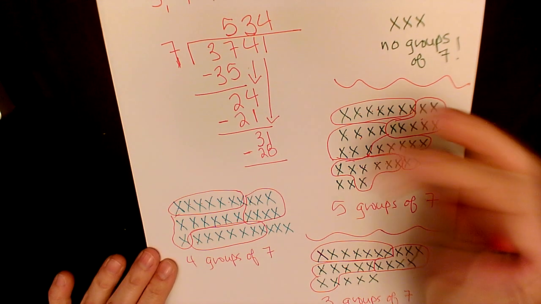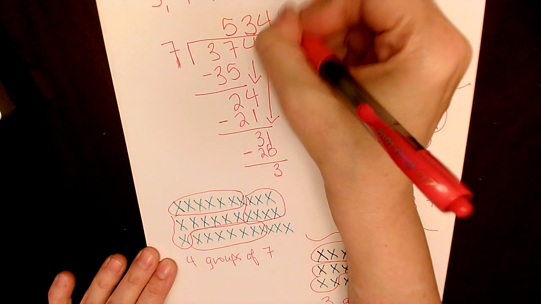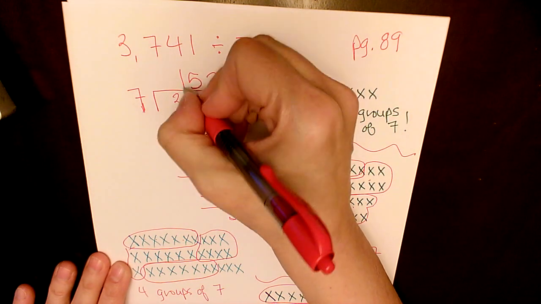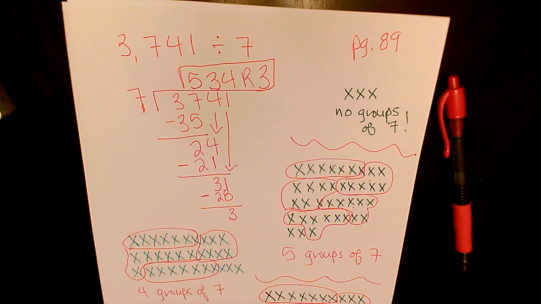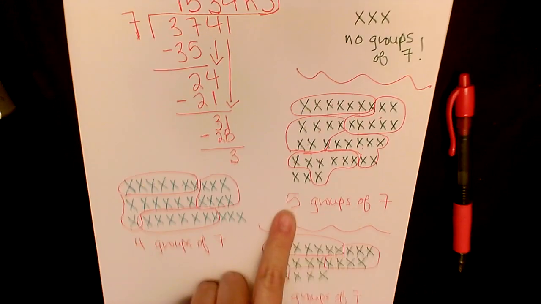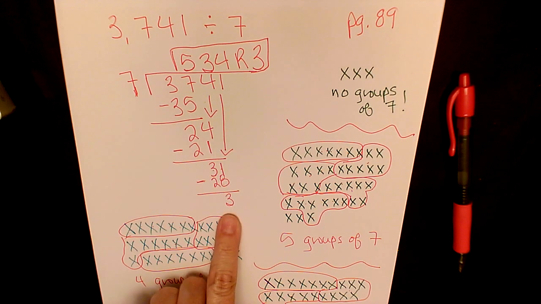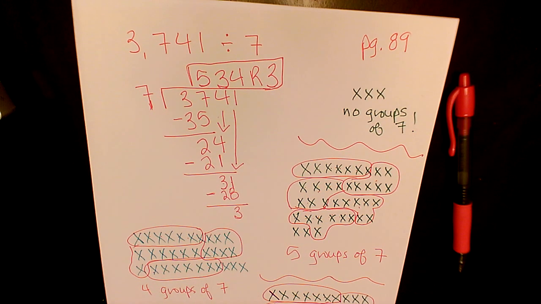Put the 28 down. 31 minus 28 is 3. When we have a remainder, we put a big R and a 3. So here is my final answer. 534, remainder 3, because we had 3 left over. And again, you see the 534 from the drawings, and 3 are left over. So I hope this helps you. Try some other problems on page 89, and if you have any questions, let me know.